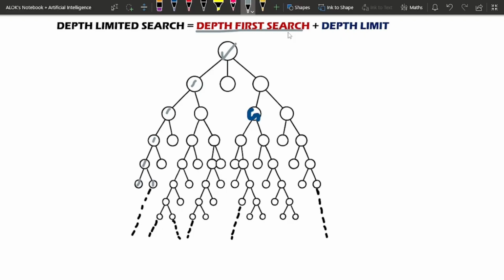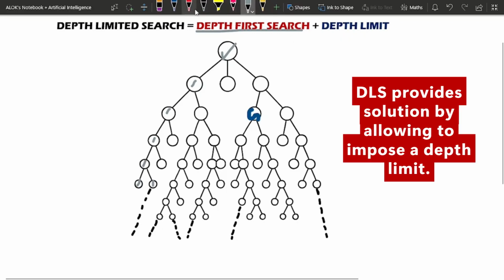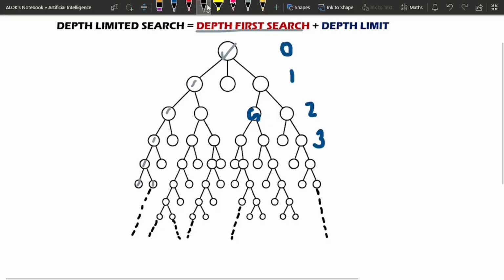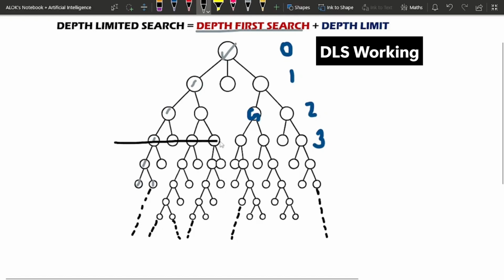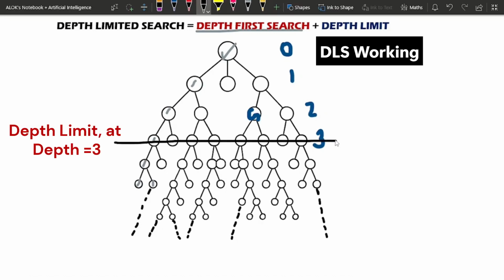Now let's talk about the solution of this problem, how this problem can be solved. So depth limited search suggests we should add a depth limit. Considering this level as 0, over here I am putting a depth limit so that the search algorithm doesn't cross this barrier. So now let's understand how DLS works. Remember, we'll be only searching till depth 3, right?